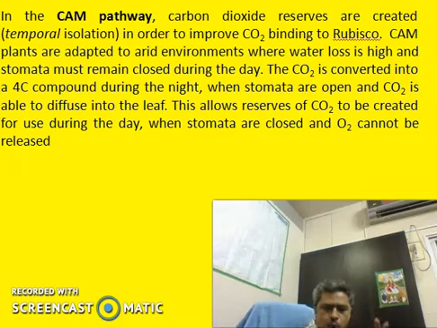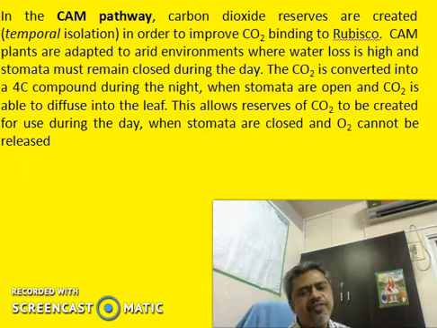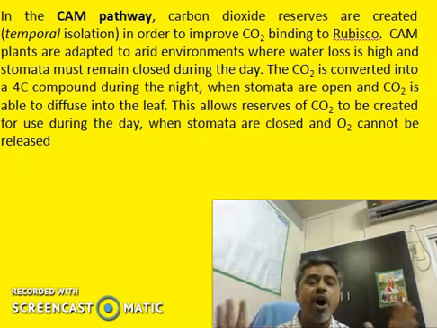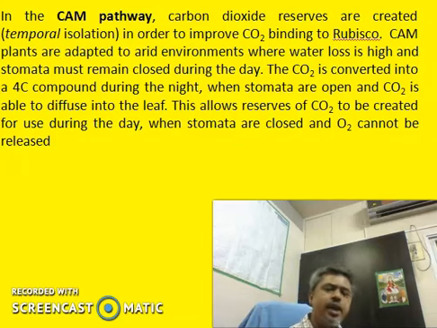Stomata must remain closed during the day. The CO2 is converted into a 4-carbon compound during the night when stomata are open and CO2 is able to diffuse into the leaf. This allows reserves of CO2 to be created for use during the day when stomata are closed and O2 cannot be released. Now, I will give you later on the pathways of these three and their differences.